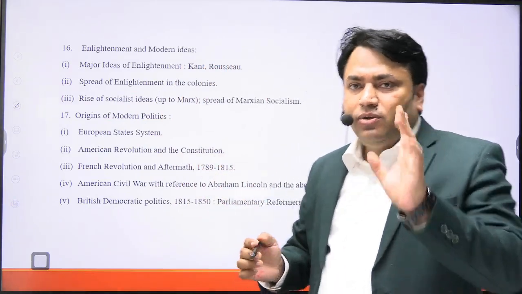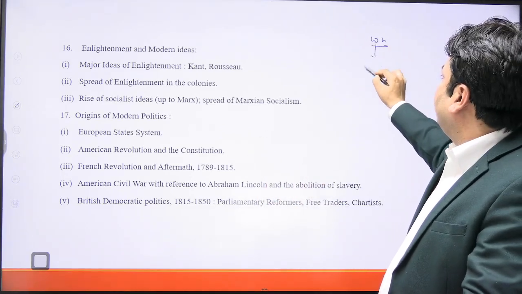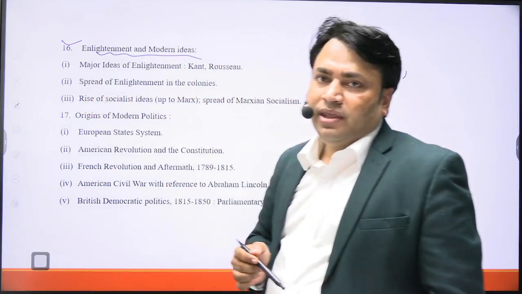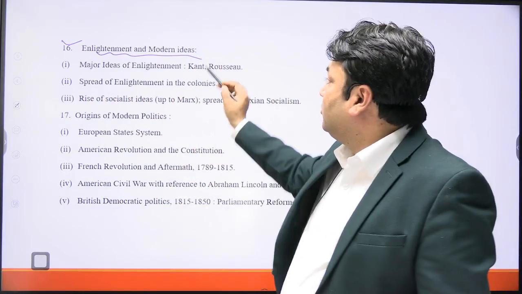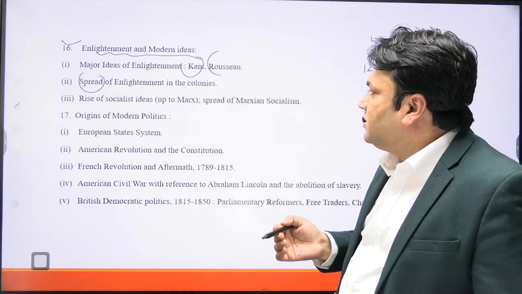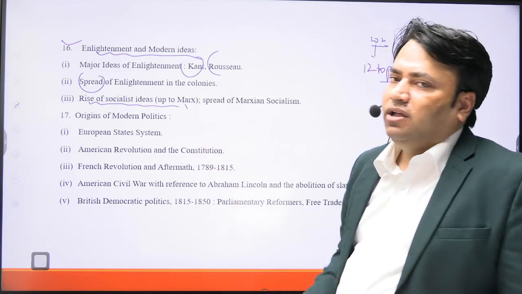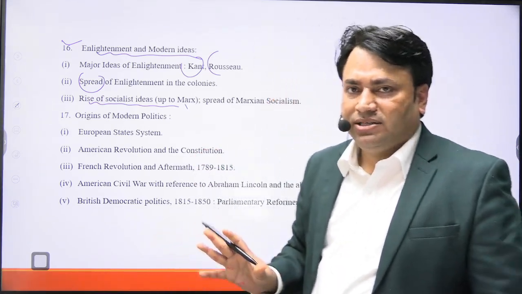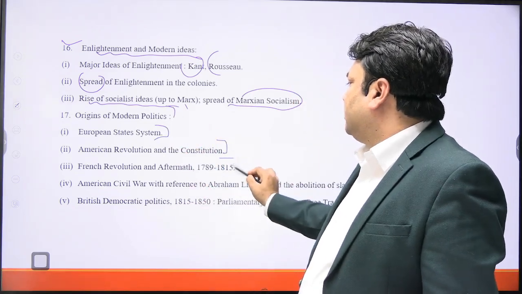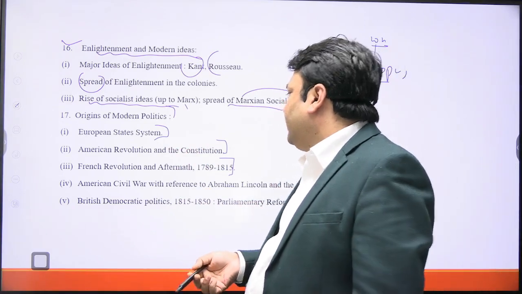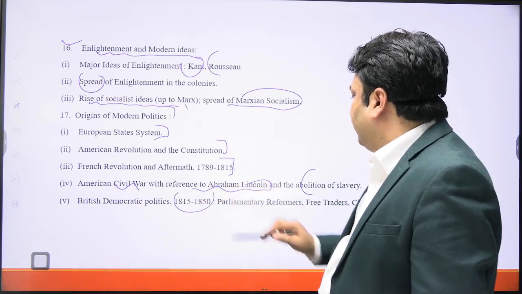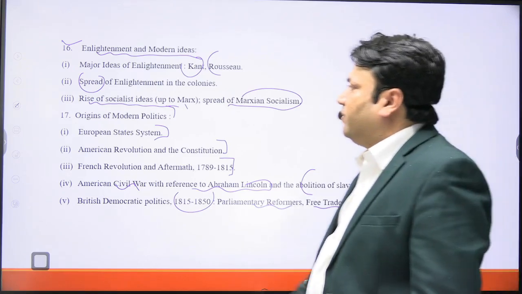Now in paper 2, the second part is world history, and world history covers how many topics? 12 topics here. The topic here is Enlightenment and modern ideas. Here you need to study in detail about Kant and Rousseau. You also need to study the spread of Enlightenment in the colonies, and the rise and development of socialist ideas up to Marx, the spread of Marxian socialism, modern politics, the European state system, the American Revolution, the French Revolution, and what happened after the French Revolution. The American Civil War with reference to Abraham Lincoln, abolition of slavery, British democratic politics 1815 to 1850, parliamentary reforms, free trade, the Chartist movement, all we need to understand.